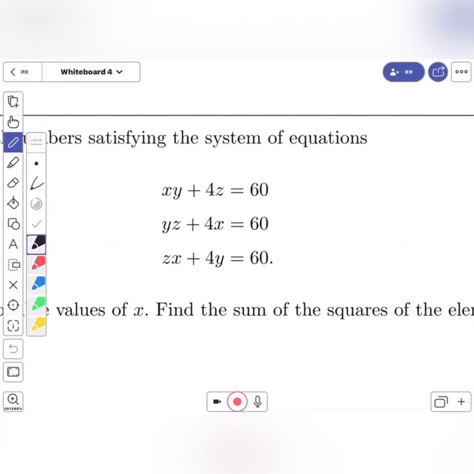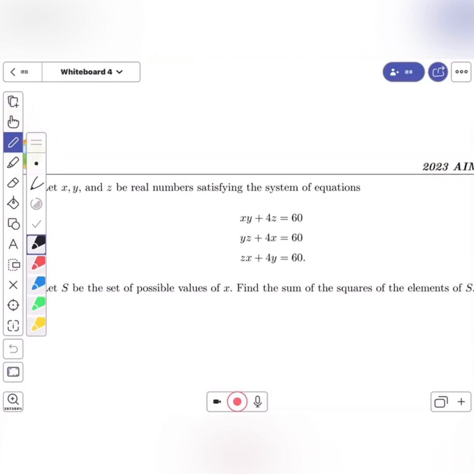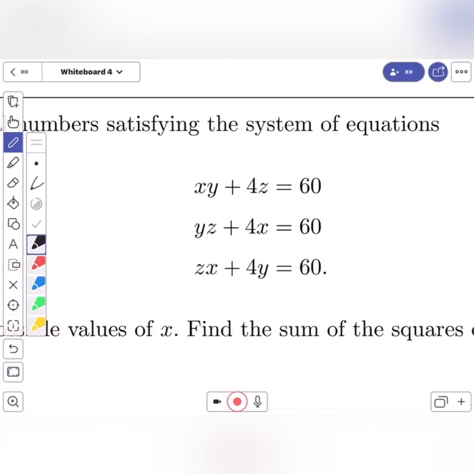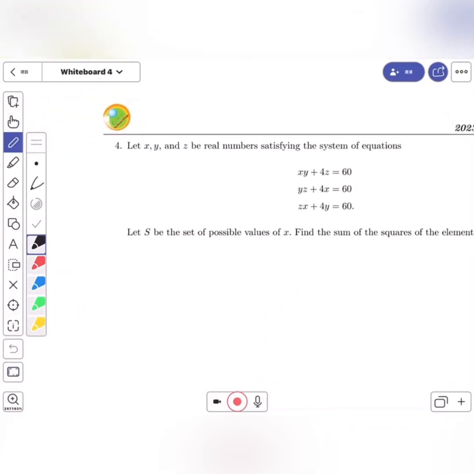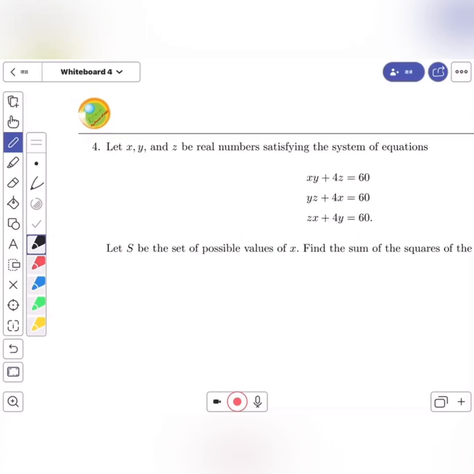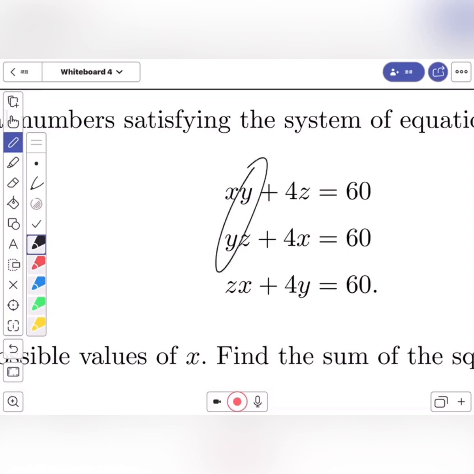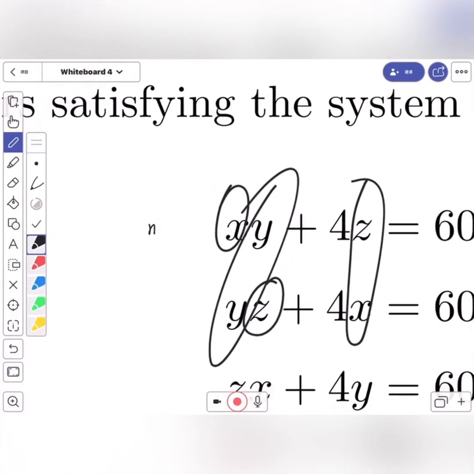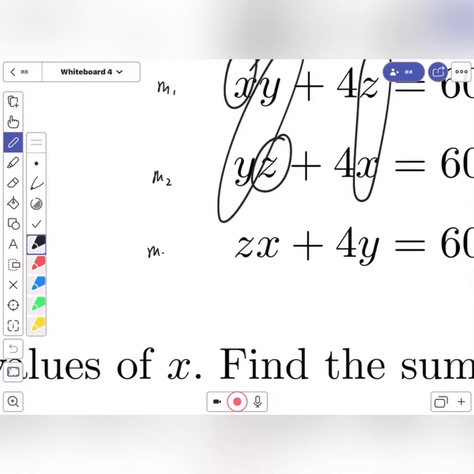Okay, so we have three variables, x, y, and z, and we have to find all the variables. And there are three equations, but none of them are linear. So if you try to solve this linearly, then it's probably not going to be a good idea. So let's first see that we have a y here, and we have an x and a z, and we also have an x and z. So let's just say that this one's m1, this equation's m2, and this equation's m3.